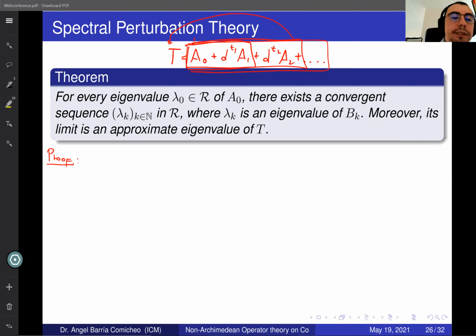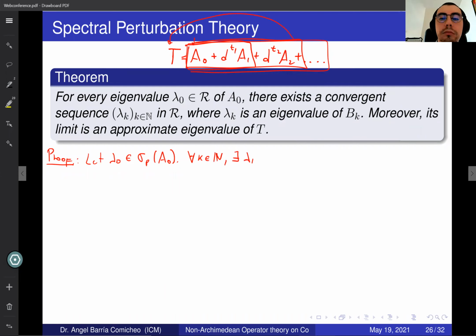So let lambda 0 be an eigenvalue for A0. So by the previous lemma, for every k, we can find an eigenvalue of bk such that lambda k minus lambda k plus 1 is controlled by d to the power of tk plus 1.